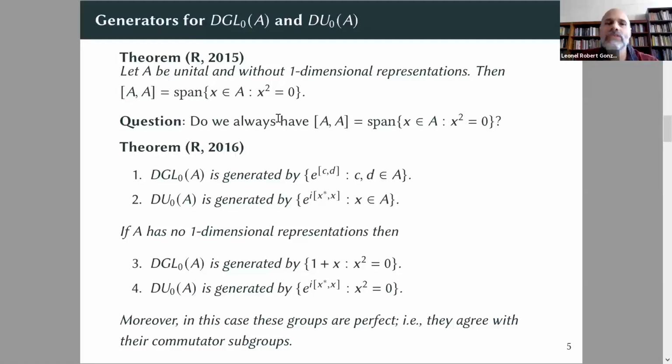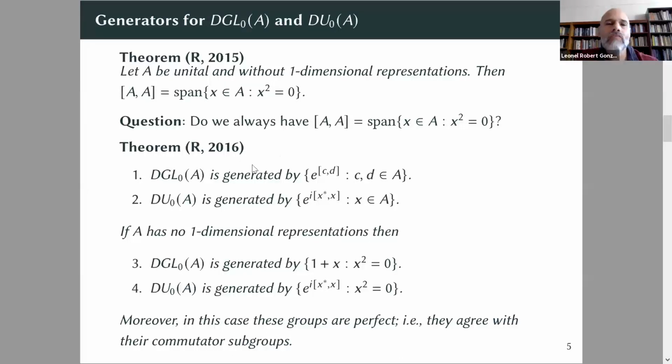So I pose this question here: do we always have this without unital and without one-dimensional representations? It's important that there's no closure. If we take closure, then the theorem is true. These two sets have the same closure. But the question is without closure.